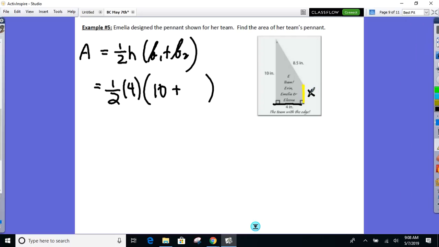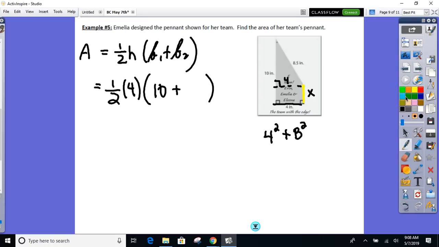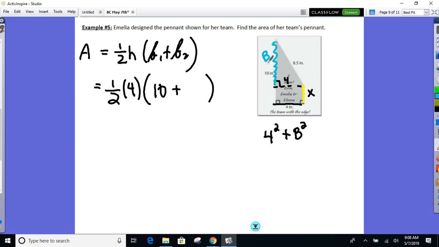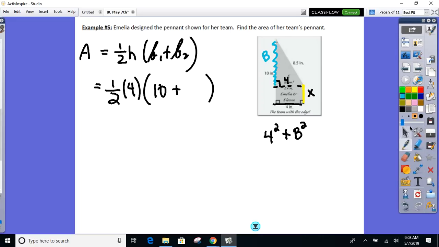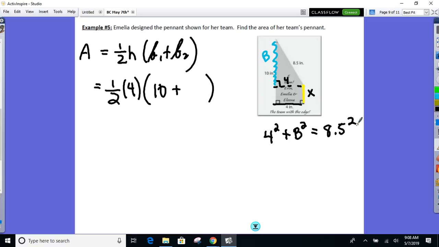finish off the formula. So I saw many of you say, if that's 4, this height here also has to be 4. You make a right triangle, and you can do Pythagorean theorem and say 4 squared plus b squared, and when I'm talking b, I'm talking about this distance right here, is equal to that hypotenuse, which is 8.5 squared. After doing Pythag, you get b to be 2.5.